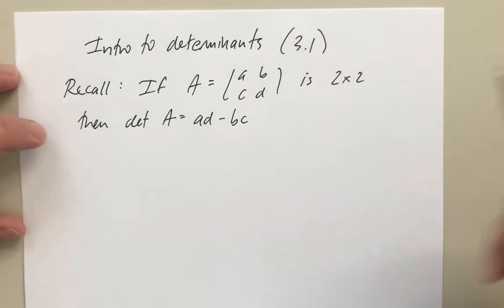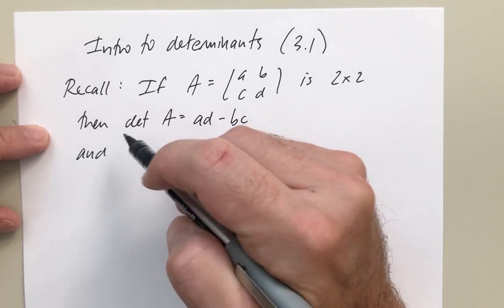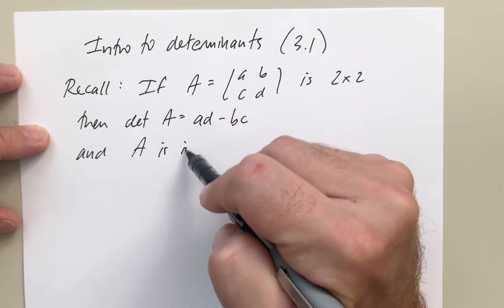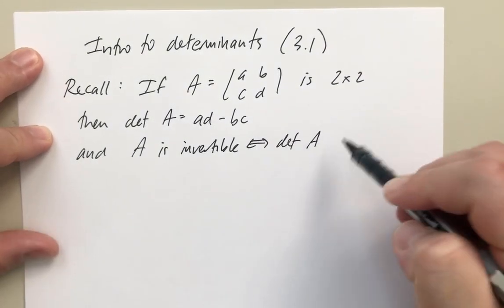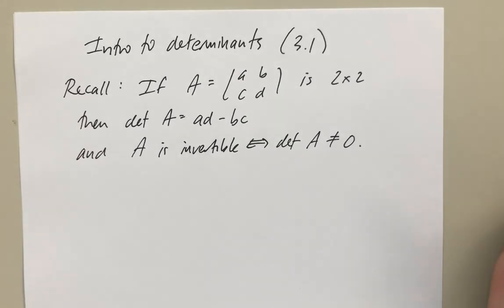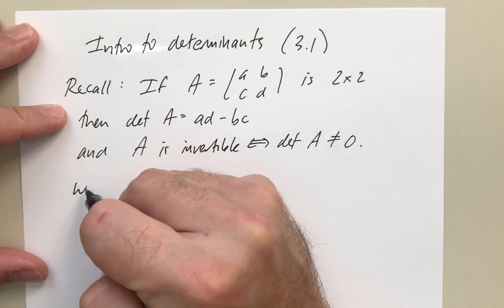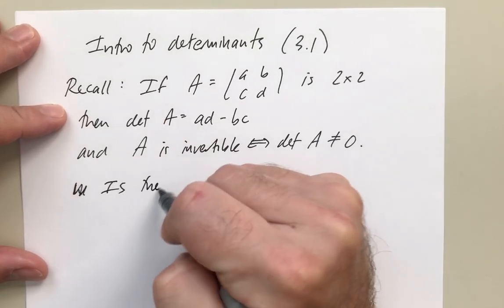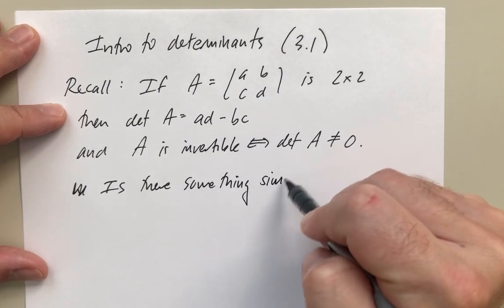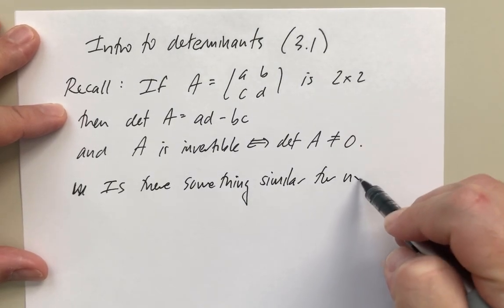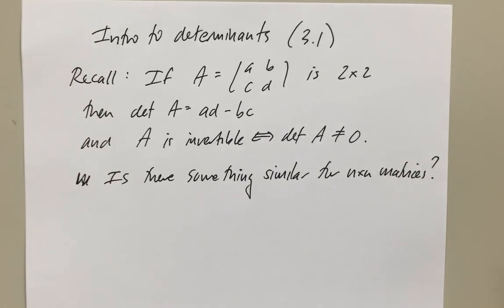That's called the determinant. And what we know is that A is invertible if and only if det A is not equal to 0, right? And so the question we want to ask and answer today is, is there something similar for arbitrary n by n? Okay, so the answer is yes, and we're going to give that answer today.